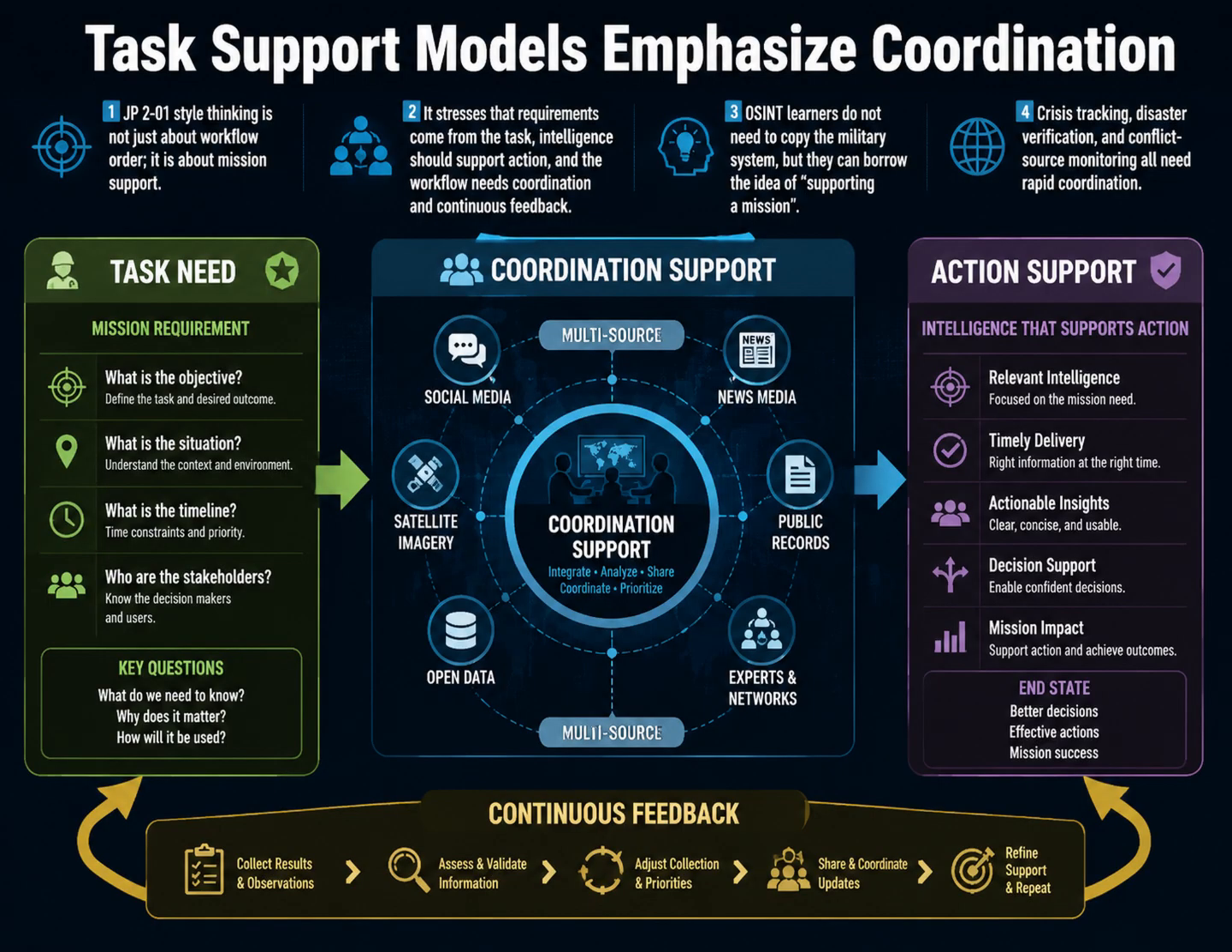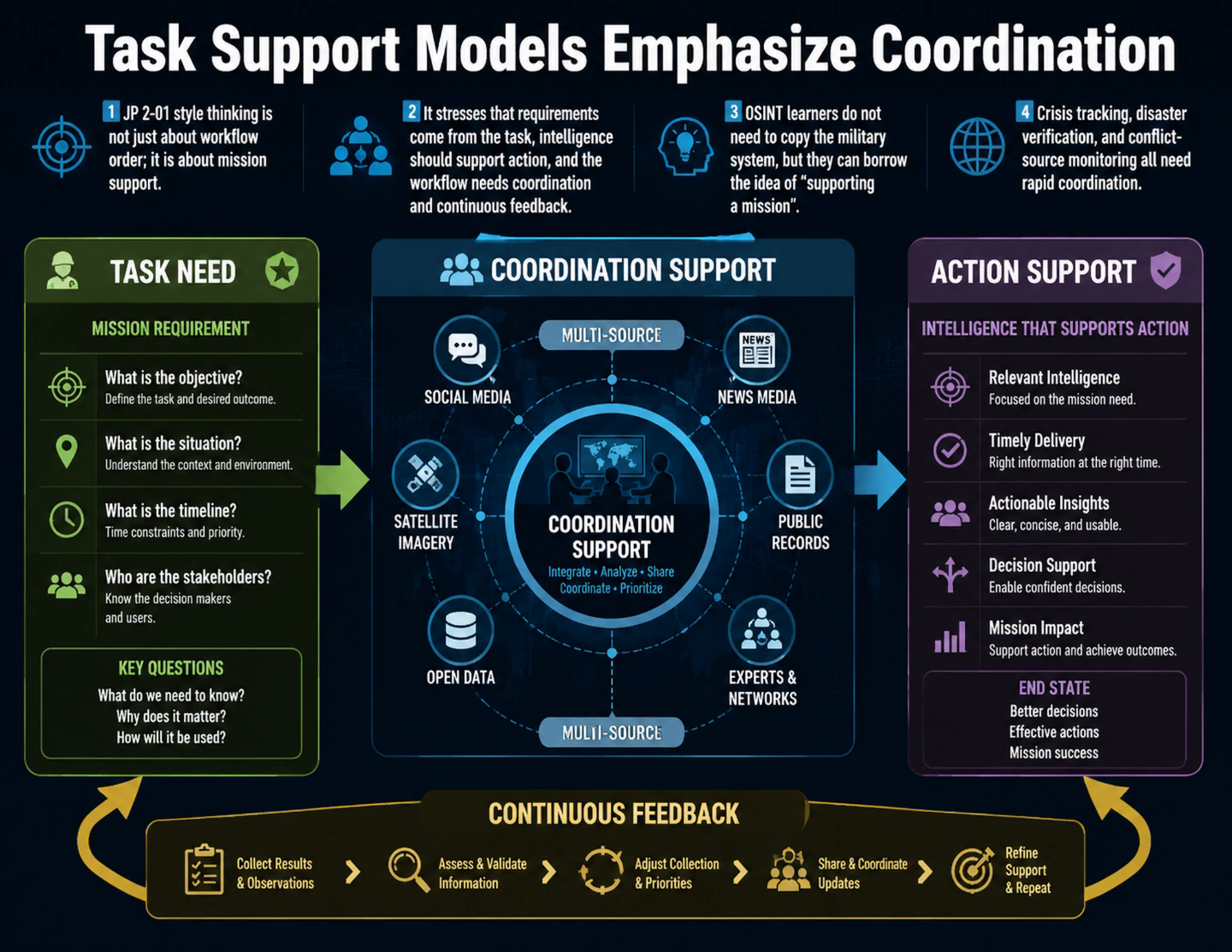Now let's look at a task support style of thinking, using JP2-01 as a reference point. For our course, we do not need to copy a military intelligence system. But there is one idea worth borrowing: intelligence should support a mission. In other words, the requirement comes from a task. Collection and analysis should support action. Delivery is not just a report, it should help someone decide or coordinate.